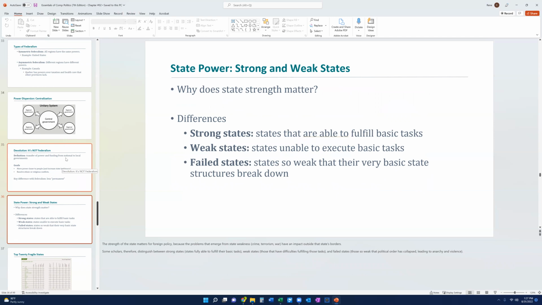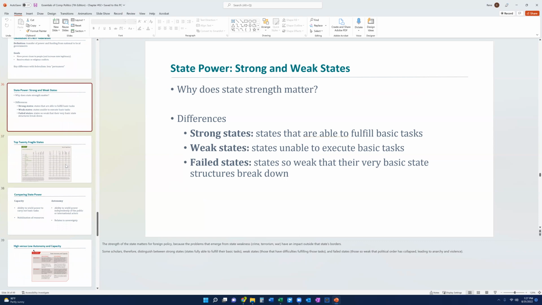Strong states versus weak states. Why do we care about this issue of strength of state? Strong states are able to fulfill basic tasks. Weak states are unable to fulfill basic tasks, whereas failed states are so weak that their very basic state structures have broken down.